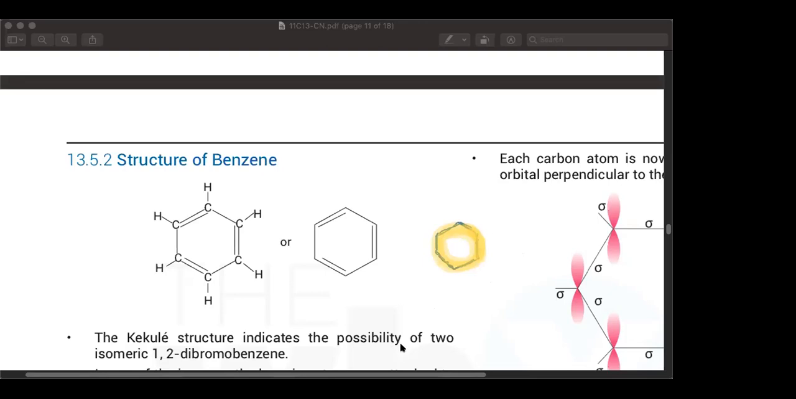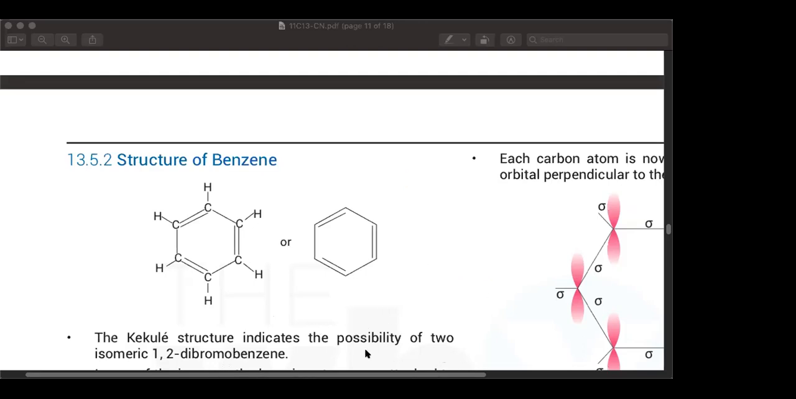Are you able to get it? Are you able to visualize it? Yes, ma'am. From the top it looks like this, and from the side, if this is the plane of benzene, then you have a continuous tube of electrons above and below. These are the pi electrons. This is the sideways view. So that is the structure of benzene.